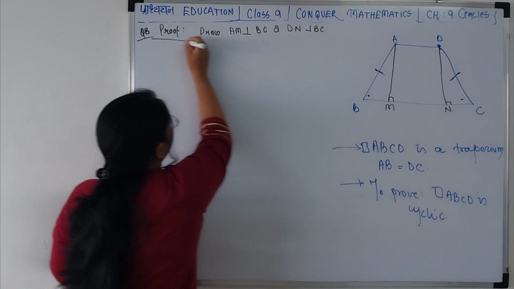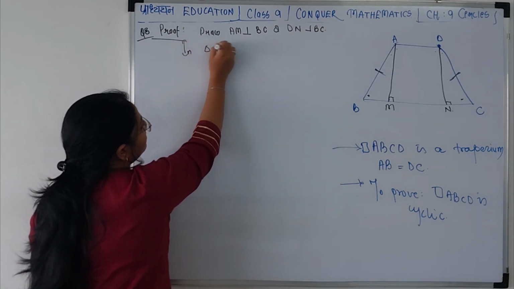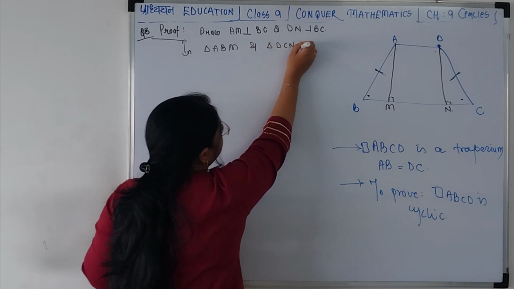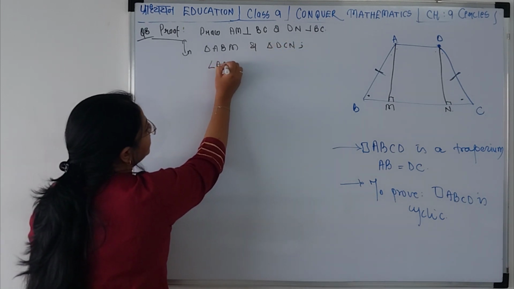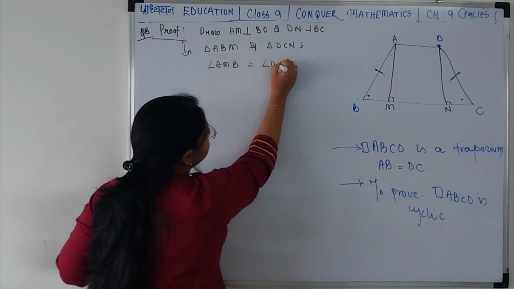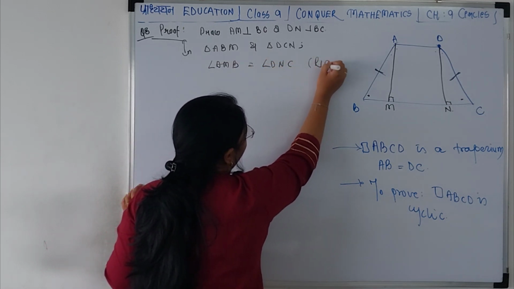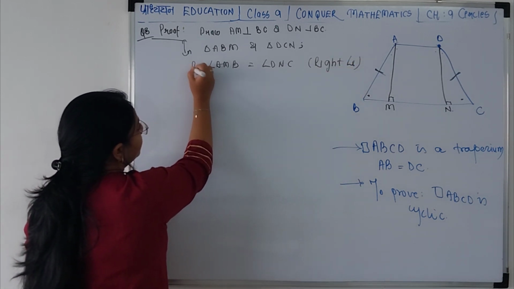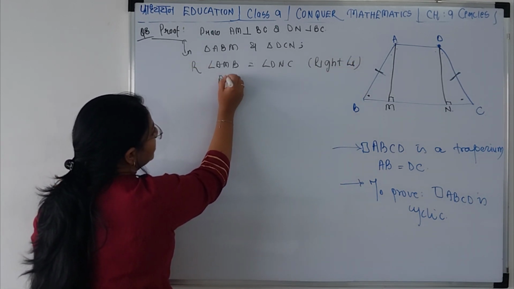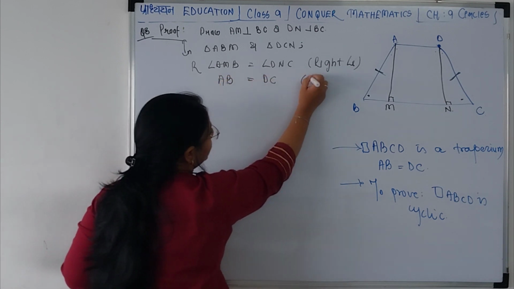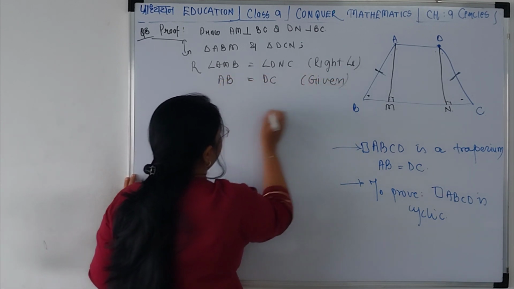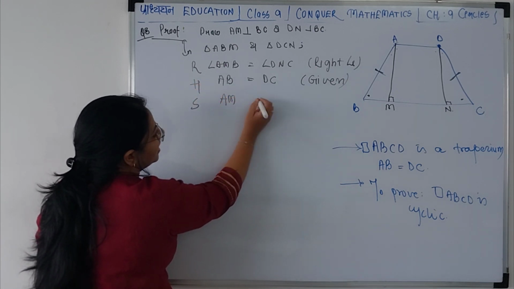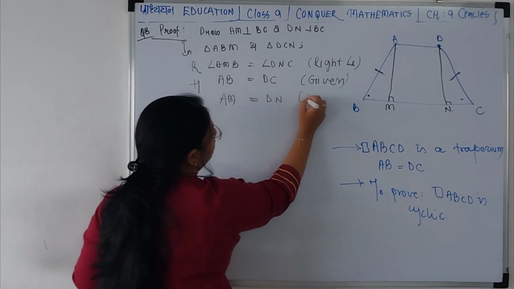Okay. So now we will say that in triangles ABM and triangle DCN, we have angle AMB equal to angle DNC. Right angles, we have drawn them perpendicular. Then this is right angle, we have hypotenuse. Hypotenuse is AB equal to DC. Why they are equal? Because it is given. And this is hypotenuse, and which sides will be equal? We can say AM will be equal to DN, height of a trapezium.